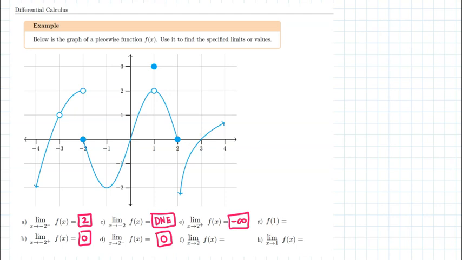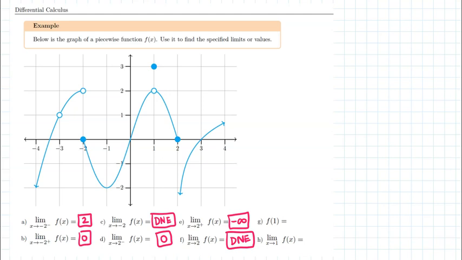Part F says find the limit as x approaches 2 of f of x. Again, because we've taken the one-sided limits, and on the left-hand side, the y value that's being approached is 0, and on the right-hand side, it's approaching -infinity. Because they're not approaching the same value, the overall limit does not exist.